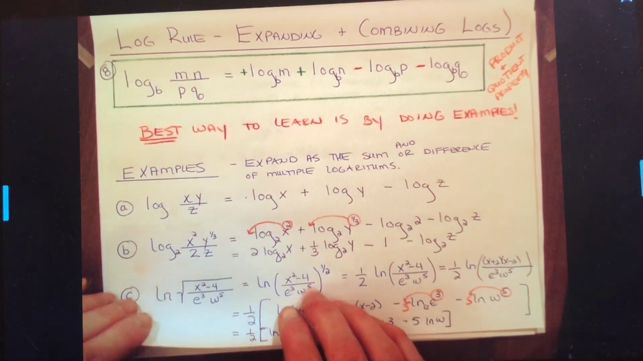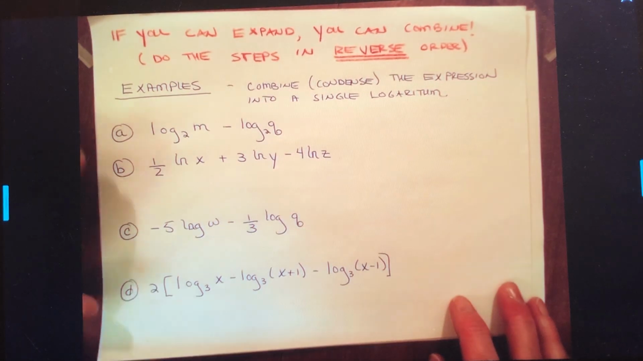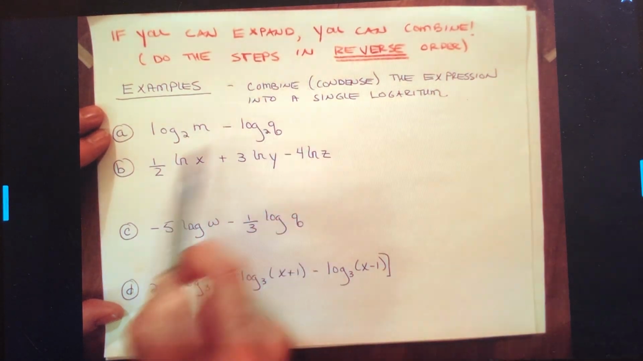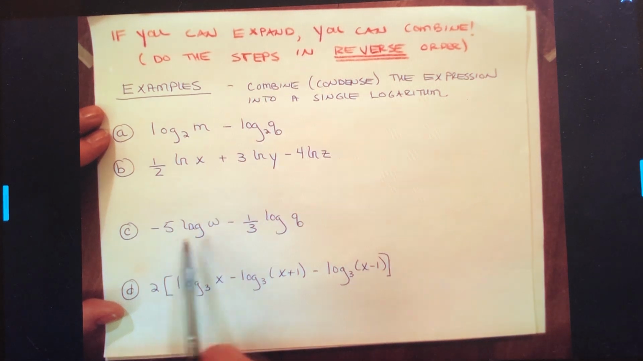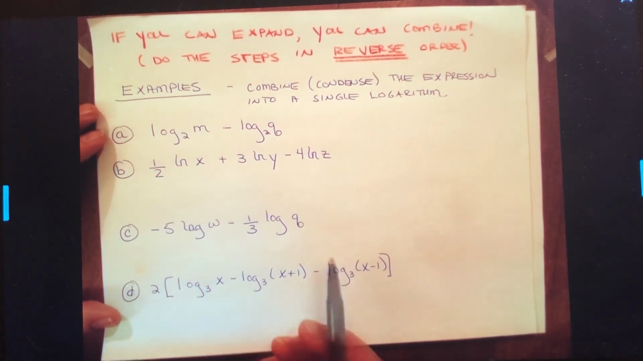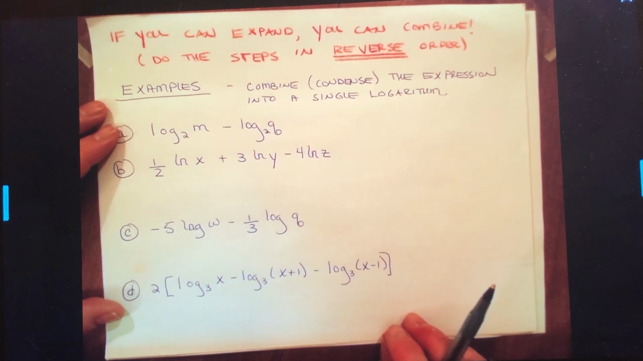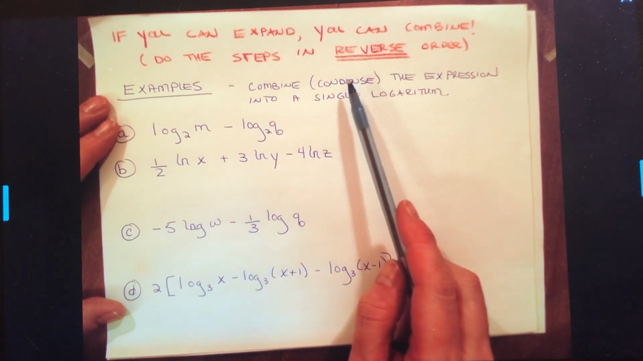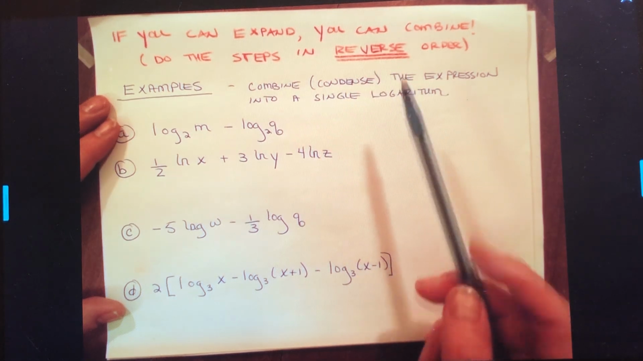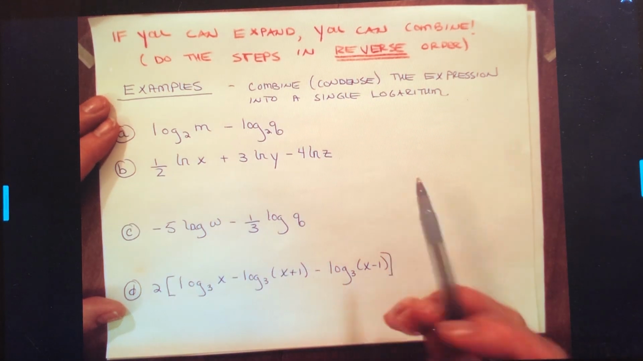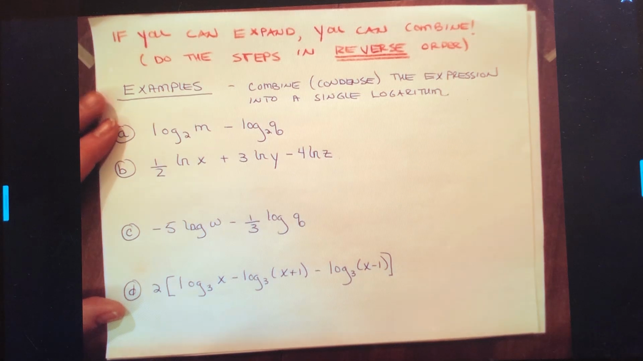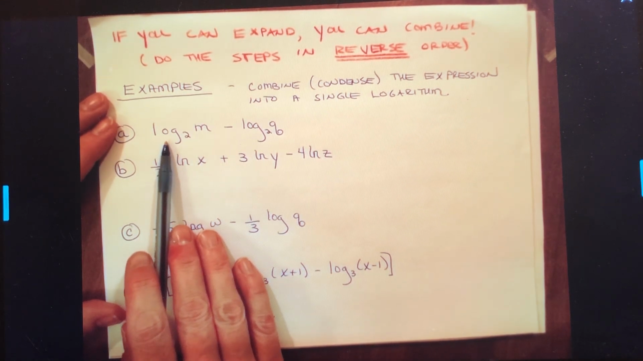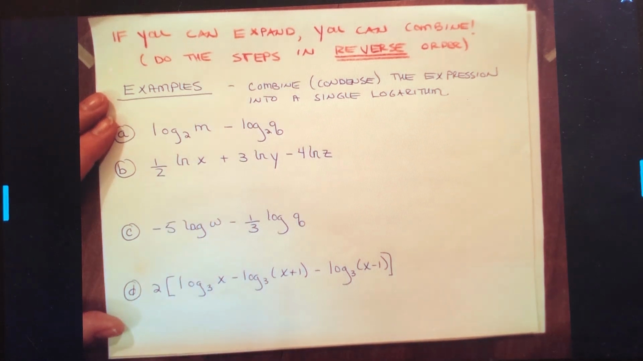Okay, so now let's look at doing the opposite. What if we were given a problem that was already expanded as the sum or difference of multiple logs, and we want to combine it as a single log? The key here is to realize we're going to do everything in reverse order. So again, if you can expand, you can combine. You're just doing all the steps in reverse.